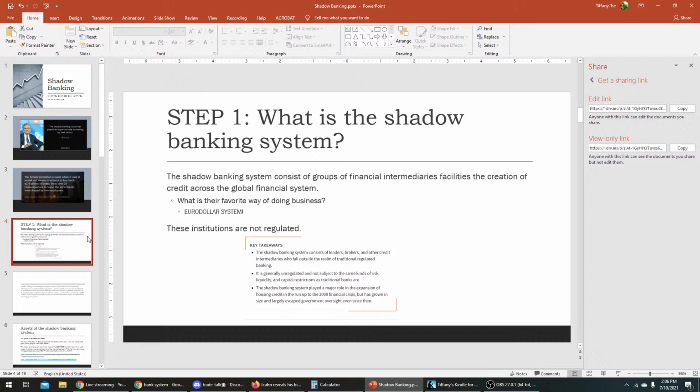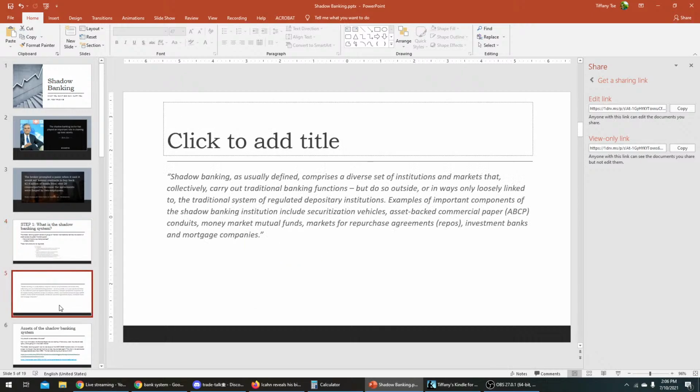So who are they actually? When we think about them, we're talking about lenders, brokers, and other intermediaries. It's usually the hedge funds, but they were the major players of the global financial crisis in 2008. That's the GFC.